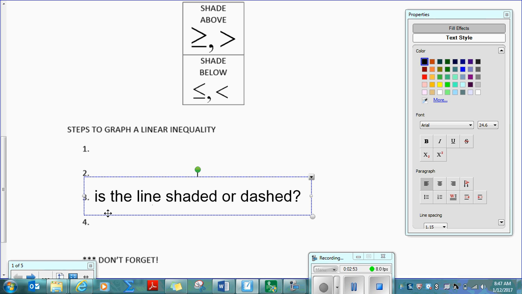Third thing is, we just ask ourselves, is it going to be solid or dashed, based on the inequality sign that we have. So we just figured that out.